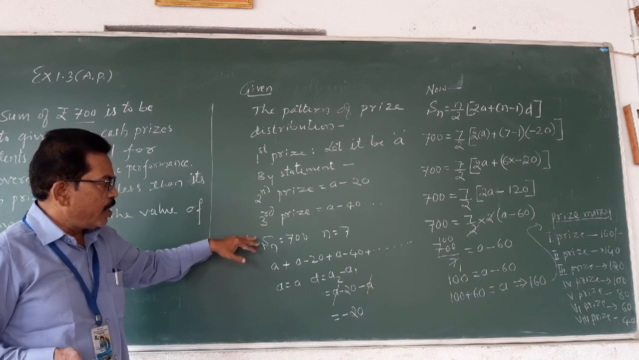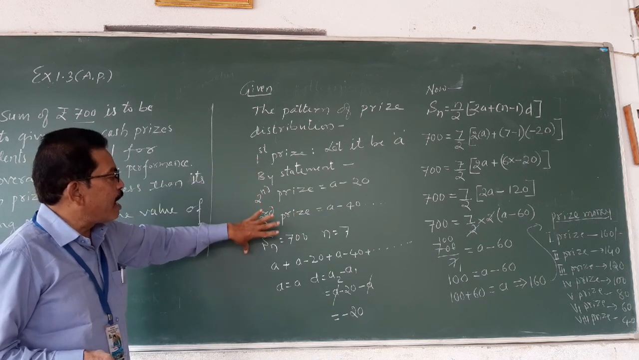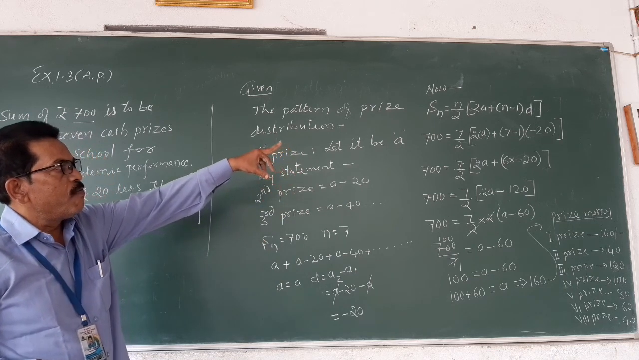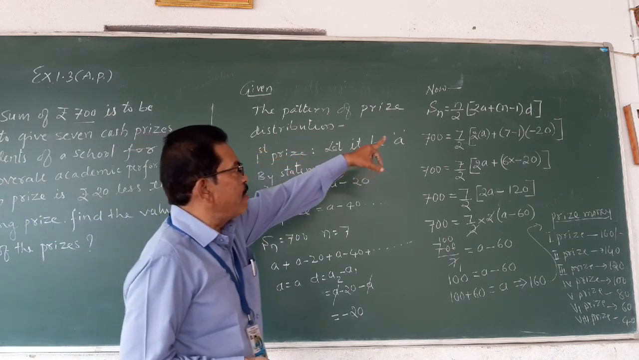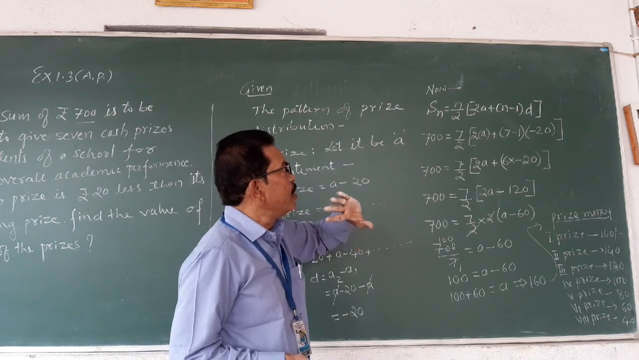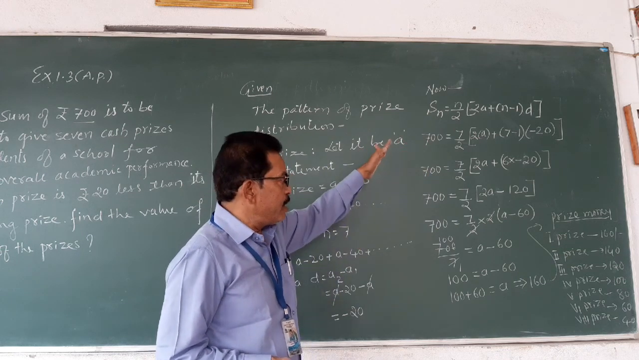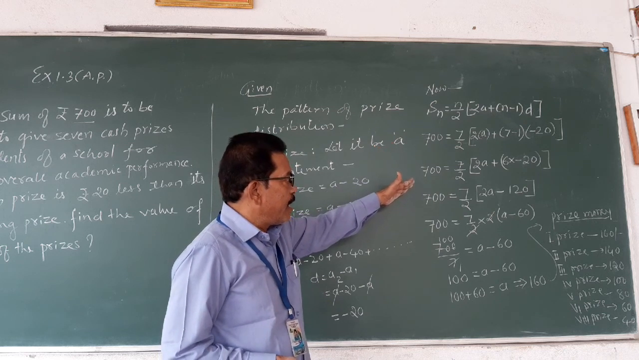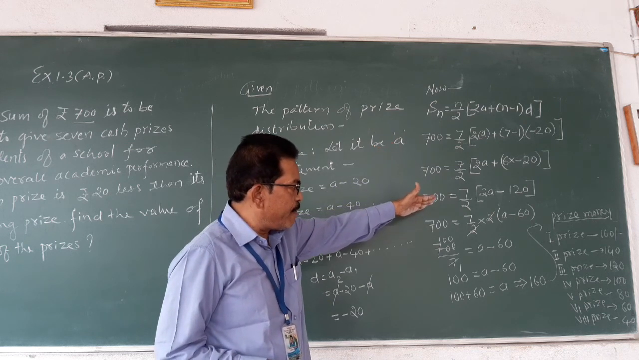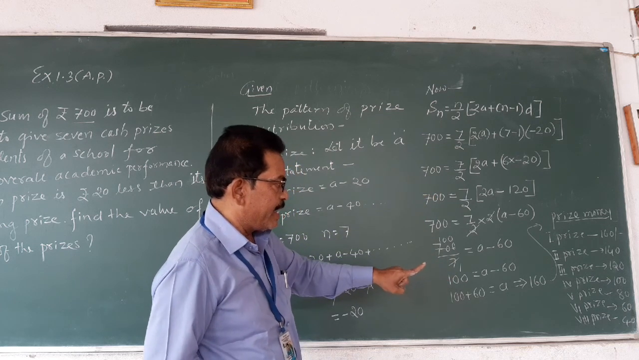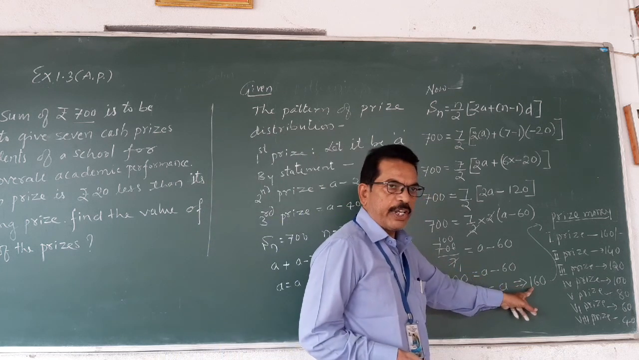We have to write the given data clearly. Then we have to substitute the values in the formula Sn equals n by 2 into 2A plus (n minus 1) into d. Then simplify the substituted values carefully. Then we will get the first term A, the first prize, as rupees 160.